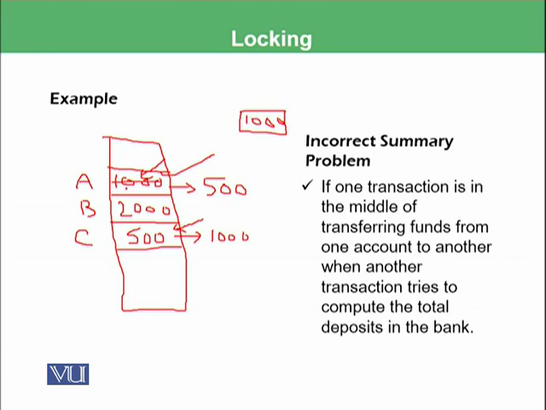For example, previously it had 1000 plus 2000 plus 500, so it is 3500. However, now it would be this 500 and this 500, which would be 1000, and this 2000, so the total would be 3000. So it should be 3500, but the summary we are getting is 3000, because those 500 deducted from account A have not been put into account C. In the middle of transferring funds from one account to another, that transaction has asked to identify the overall summary of the accounts.